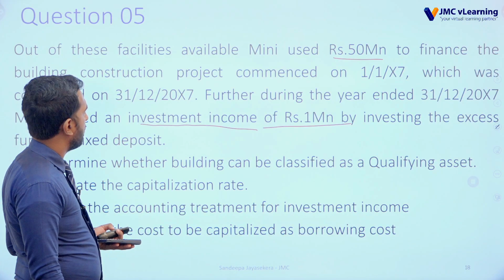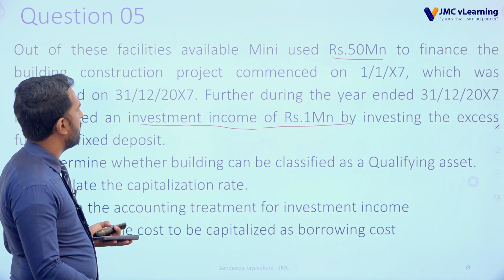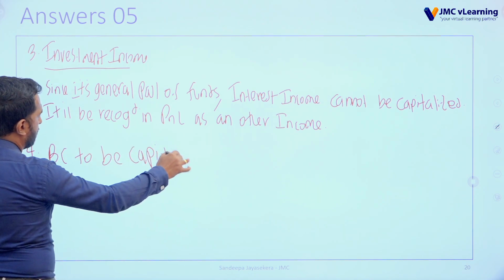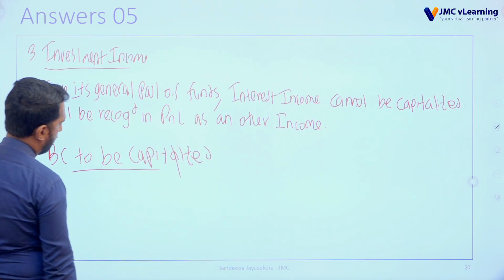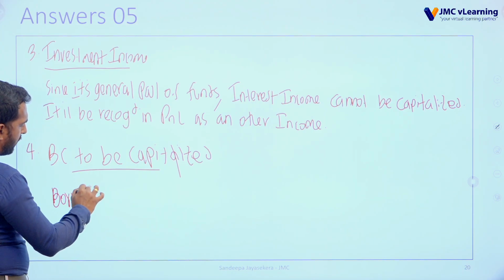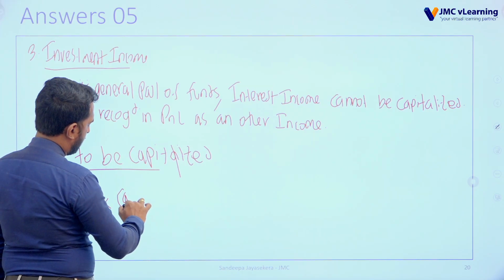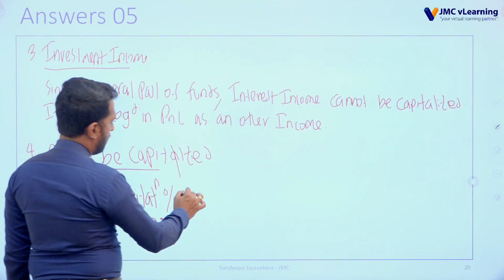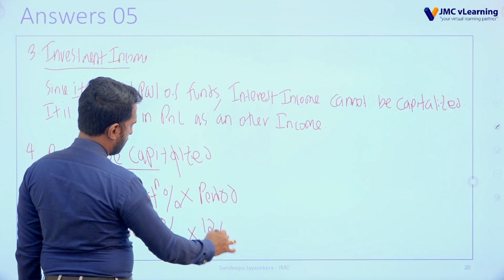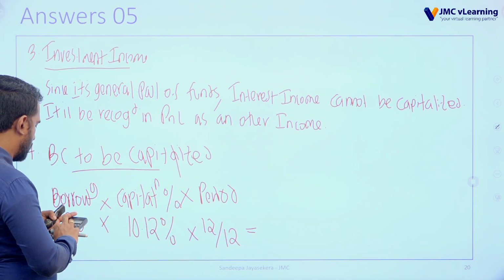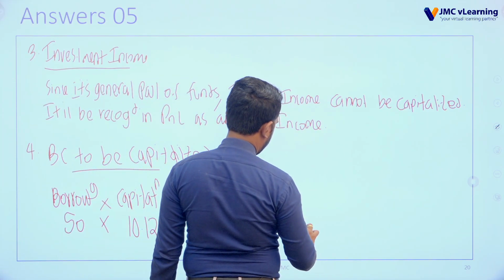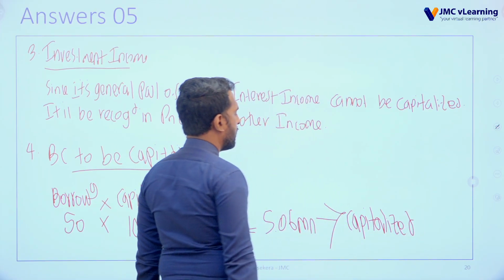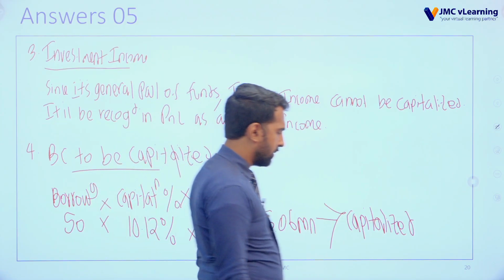Fourth, you have to calculate the borrowing cost to be capitalized. Now it's quite easy. So 50 million, 1st of Jan to 31st of December. Borrowing cost to be capitalized: we'll take the amount of the borrowing, which is 50 million, multiplied by the capitalization rate, 10.12%, and the period, which is 1 year. 50 into 0.1012 is 5.06 million. So this will be capitalized.